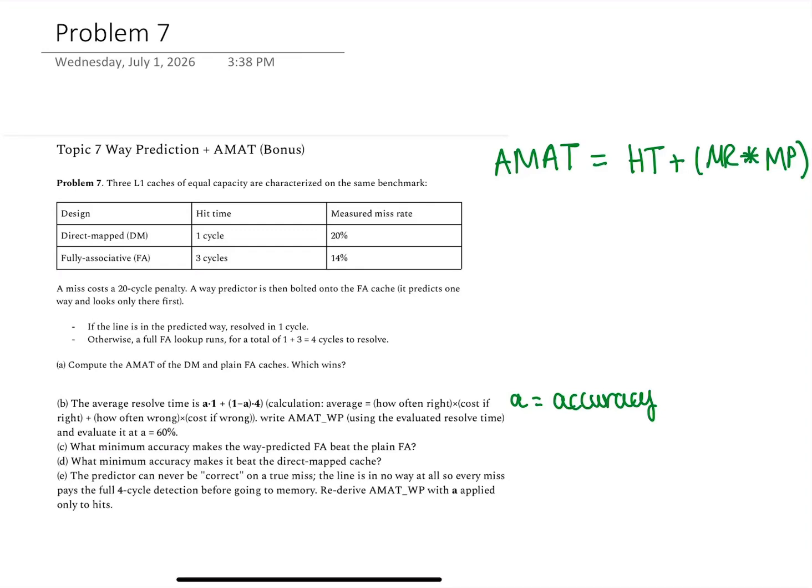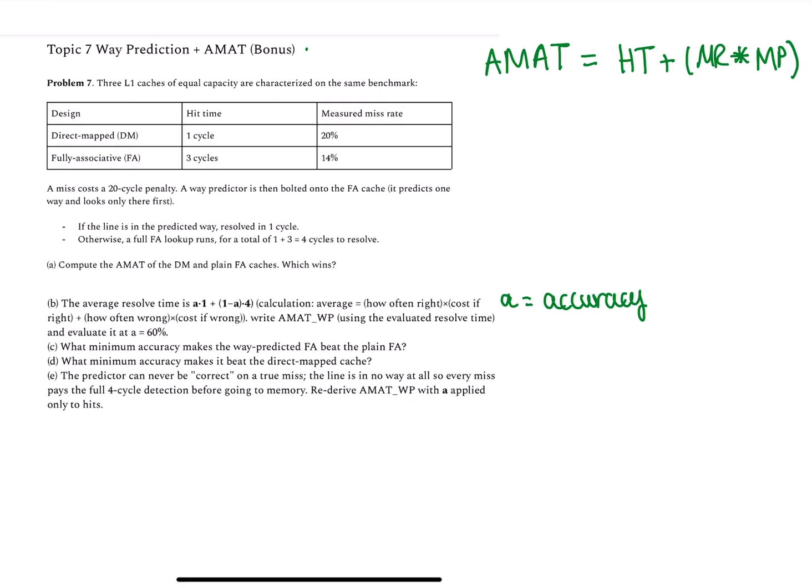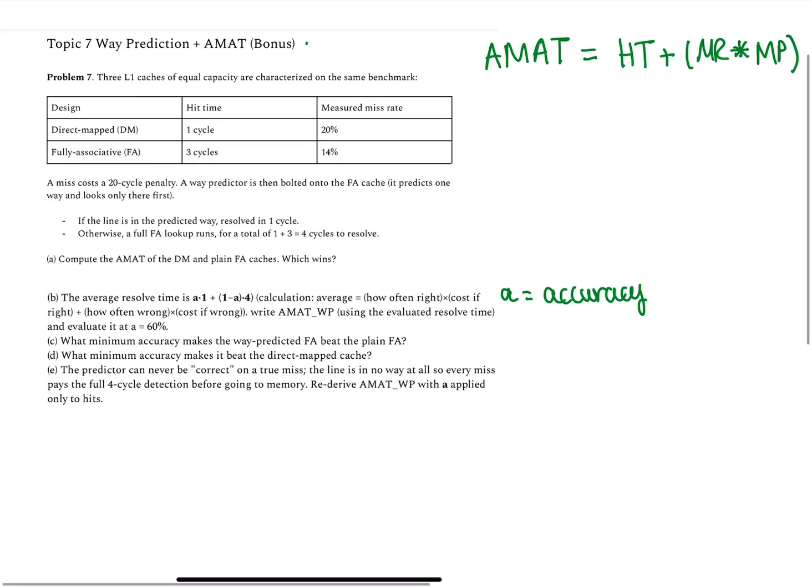Okay, so this is problem 7, and I labeled it as a bonus problem because it's meant to be a little bit harder than the other problems in this set, but I still think it's really good practice tying in multiple concepts together. And so we have 3 L1 caches of equal capacity characterized by these benchmarks, and we have a direct map and a fully associative cache, and we have hit times and miss rates, and the miss penalty, we say that it costs 20 cycles.